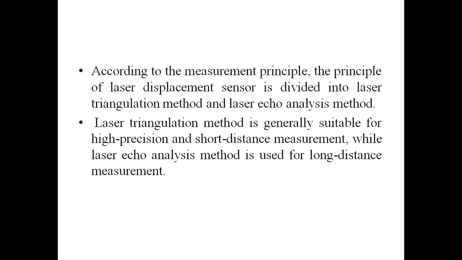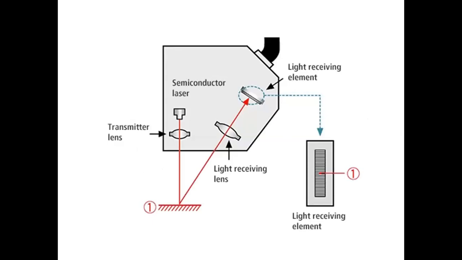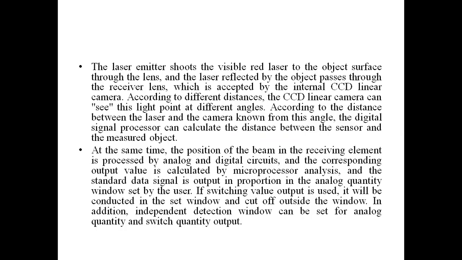According to the measurement principle, the principles of the laser distance sensor are divided into two methods: one is laser triangulation and the other is echo analysis. The laser triangulation method is suitable for high precision and short distance measurement, whereas laser echo analysis is used for long distance measurement. So this is the block diagram, or the transmitting diagram, for the laser sensors.